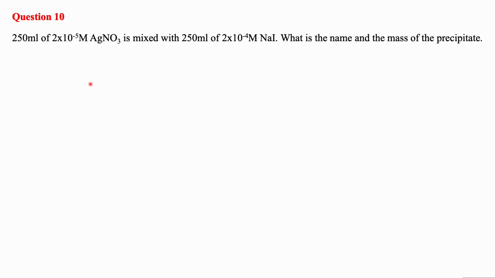So here they have 2 compounds, silver nitrate, which is mixed with sodium iodide. Then they're asking what is the name of the precipitate, and then the mass of the precipitate. Here we need to rely on the solubility rules so that we can know the different compounds and how they are dissolved into the aqueous phase.